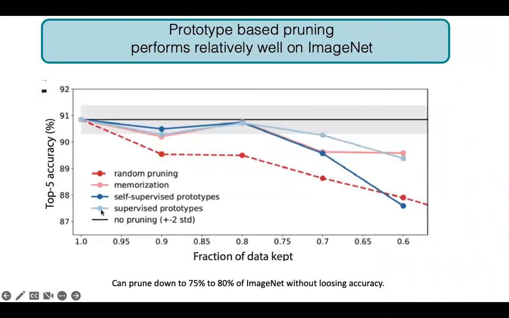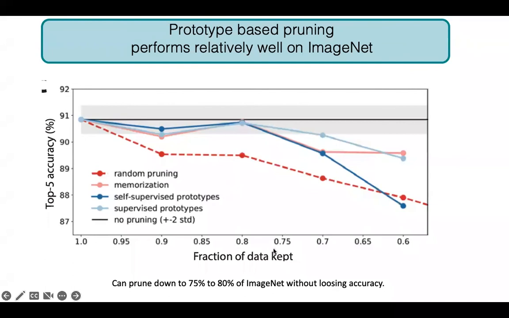And so that's what we call self-supervised prototypes, and that's this dark blue curve here. So you can see you can get down to 80% of ImageNet with essentially no loss in performance. You start to see a loss at around 70%, so we're guessing around 75%. You're kind of within the standard deviation that you get across training runs.